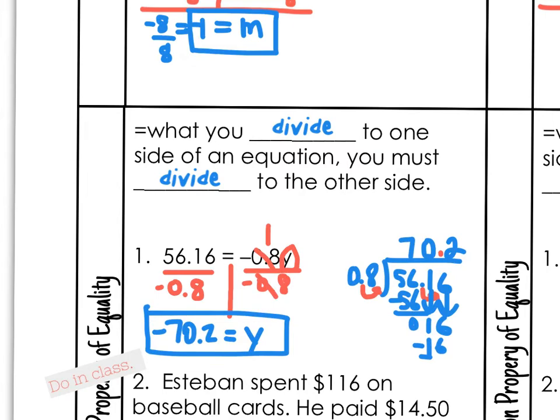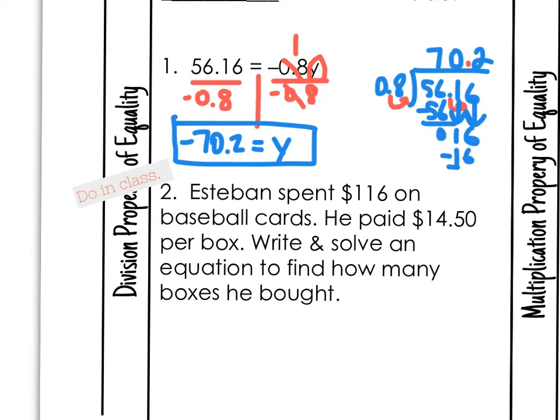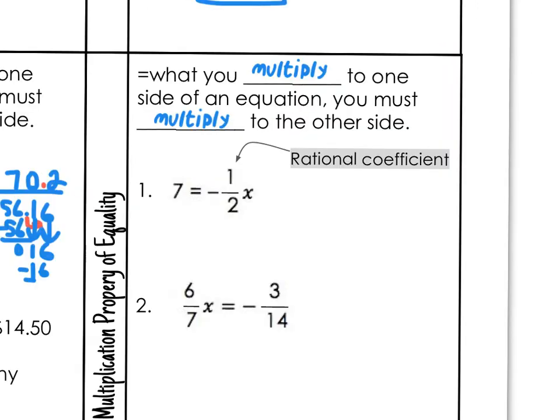Okay, so again for problem 2, we're going to save that for class time, so leave that blank for now. Now we're on the bottom right of the notes. It says what you multiply to one side of an equation, you must multiply to the other side of the equation. That's the multiplication property of equality.